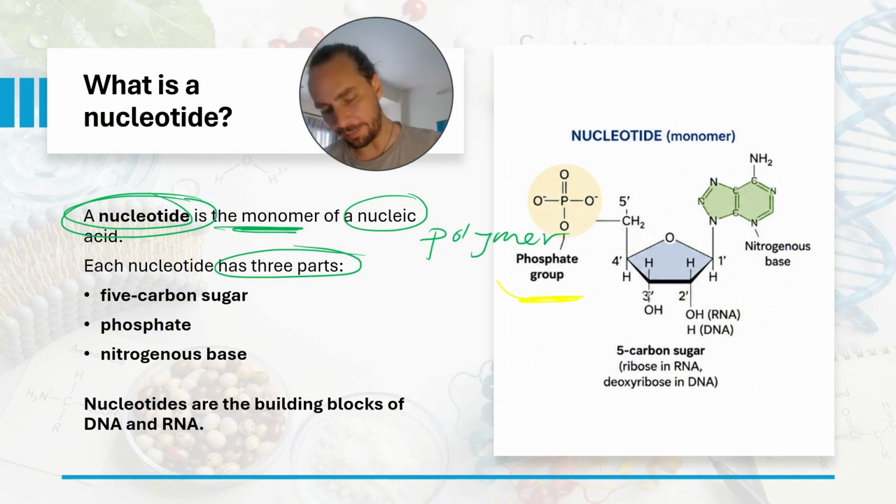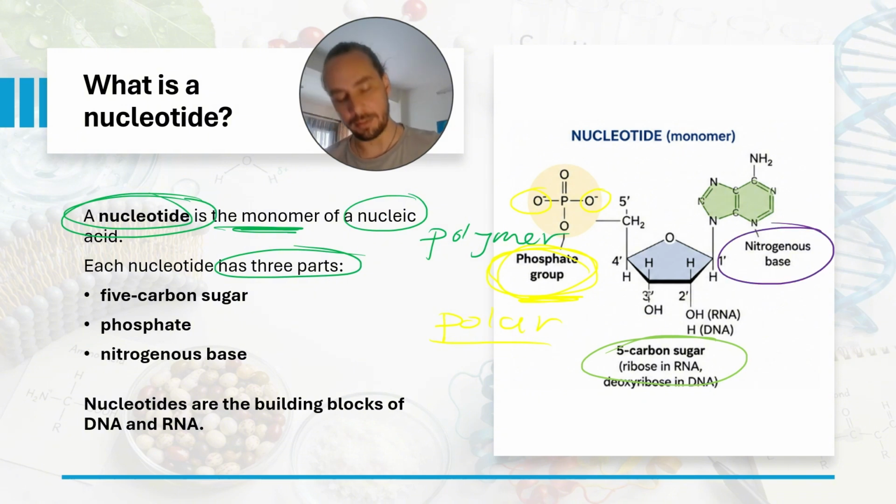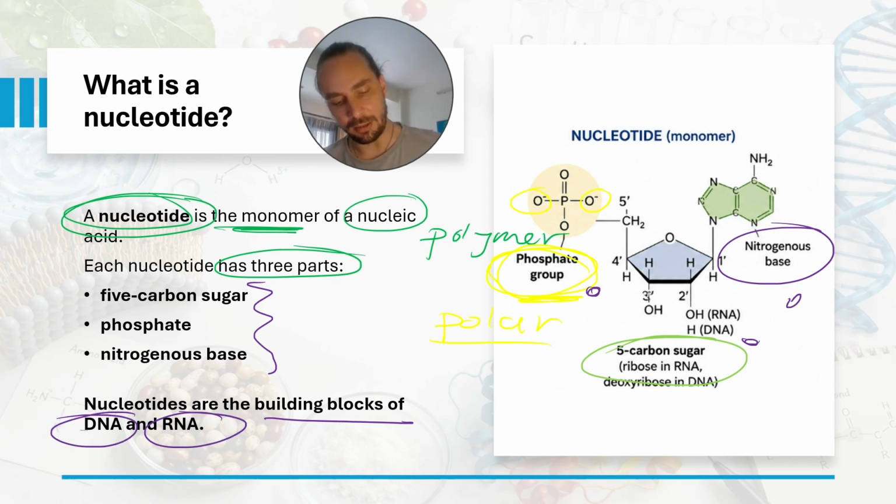It has a phosphate group, okay? And we can see that this phosphate group is already polar because there are partial charges. We have the carbon sugar, and it's slightly different in RNA and DNA. And then finally, we have a nitrogenous base. And these three components make up a nucleotide, okay? And they are the building blocks of nucleic acids, namely DNA and RNA.